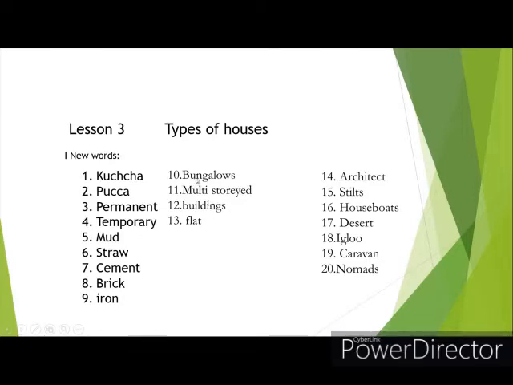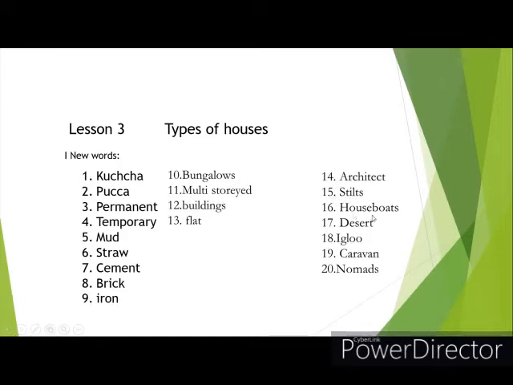Then bungalows, B-U-N-G-A-L-O-W-S, bungalows. Then multi-storied, M-U-L-T-I, multi, S-T-O-R-E-Y-E-D, storied, multi-storied. Then buildings, B-U-I-L-D-I-N-G-S, buildings. Then flat, F-L-A-T, flat. Next is architect, A-R-C-H-I-T-E-C-T, architect. Next is stilts, S-T-I-L-T-S, stilts.